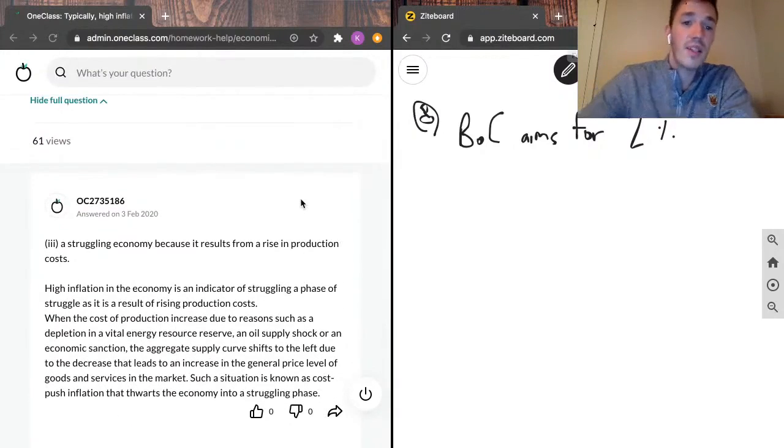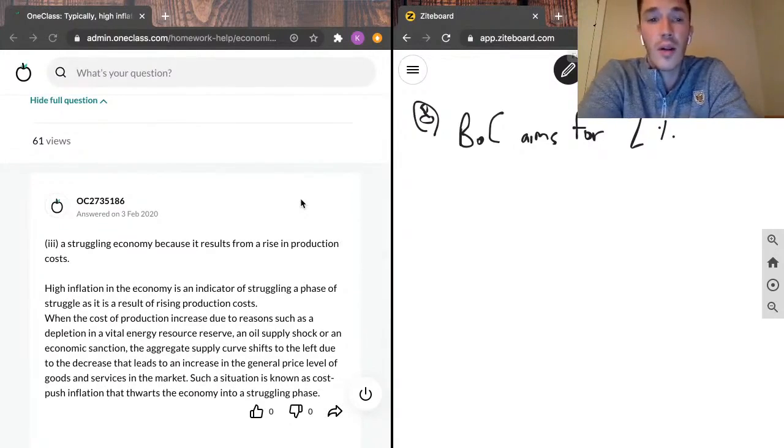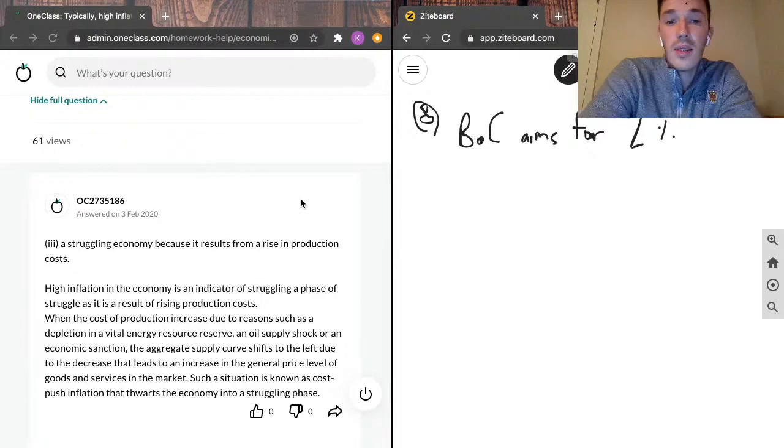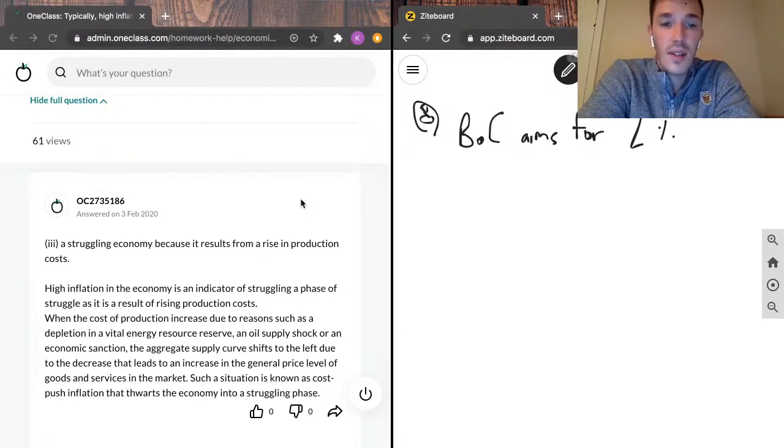Furthermore, they've written that high inflation in the economy is an indicator of a phase of struggle as a result of rising production costs. So essentially, high inflation is a result of rising production costs. When the cost of production increases due to reasons such as depletion in a vital energy resource reserve, an oil supply shock, or an economic sanction, the aggregate supply curve shifts to the left due to the decrease, leading to an increase in the general price level of goods and services in the market. Such a situation is known as cost-push inflation that thwarts the economy into a struggling phase.